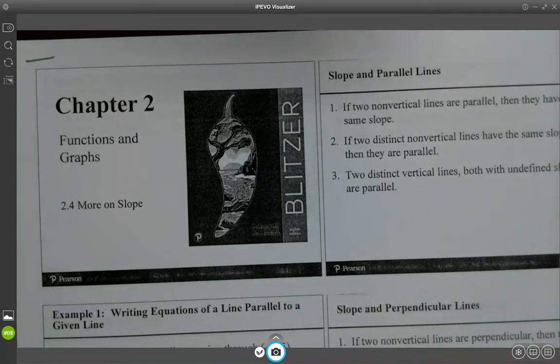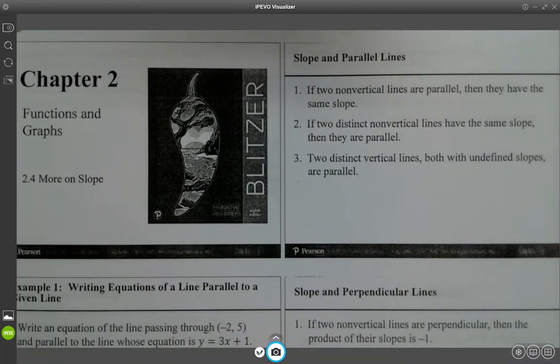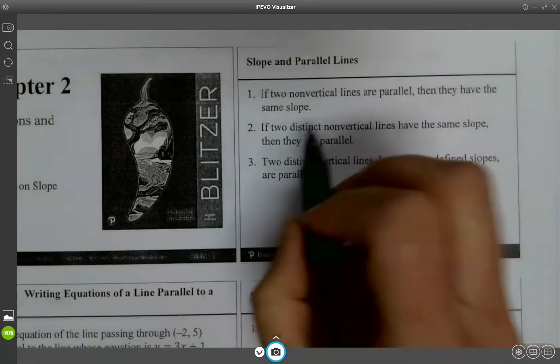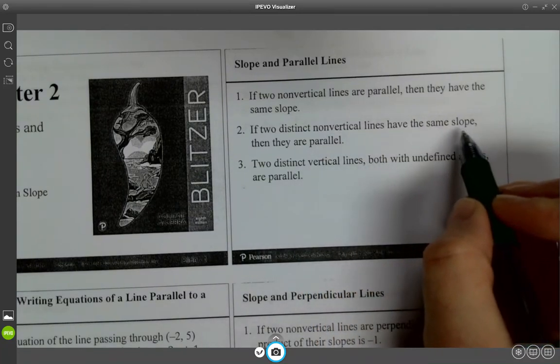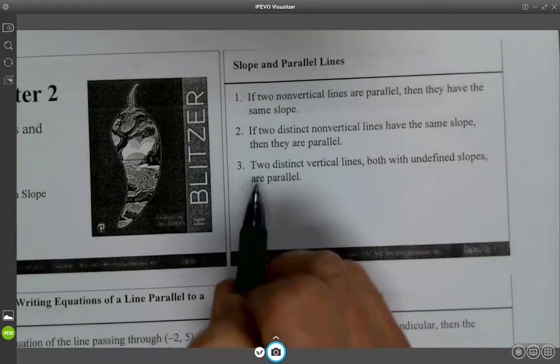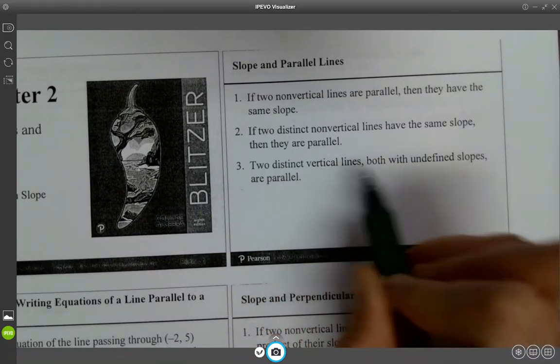Let's look at section 2.4, which is just more on slopes. So slope and parallel lines. If two non-vertical lines are parallel, then they have the same slope. If two distinct non-vertical lines have the same slope, then they are parallel. Two distinct vertical lines, both with undefined slopes, are parallel.